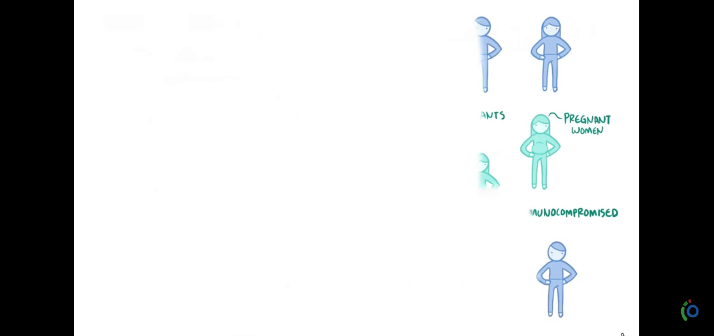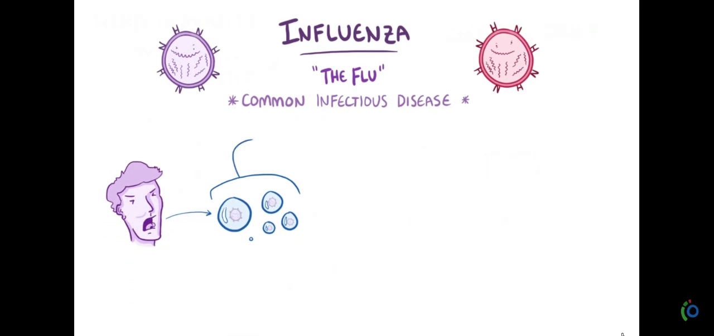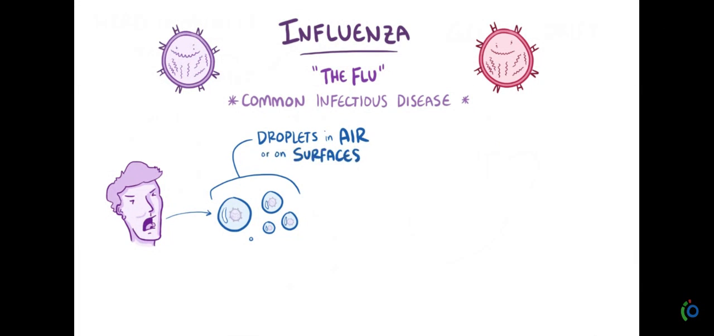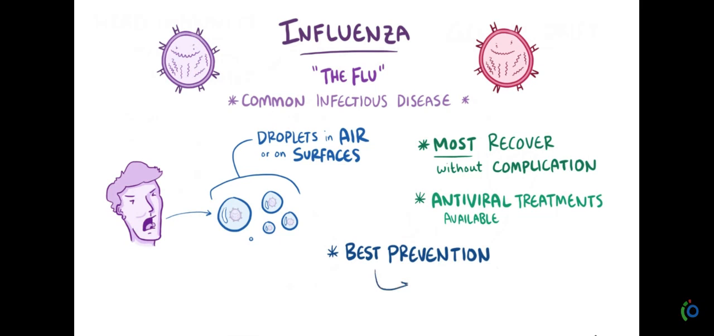Alright, as a quick recap, influenza, also known as the flu, is a common infectious disease and can spread from person to person through tiny droplets in the air or on surfaces. Most people recover from the flu without complications, though sometimes antiviral treatments can be used. And the most effective way to prevent the flu is through seasonal flu vaccination.